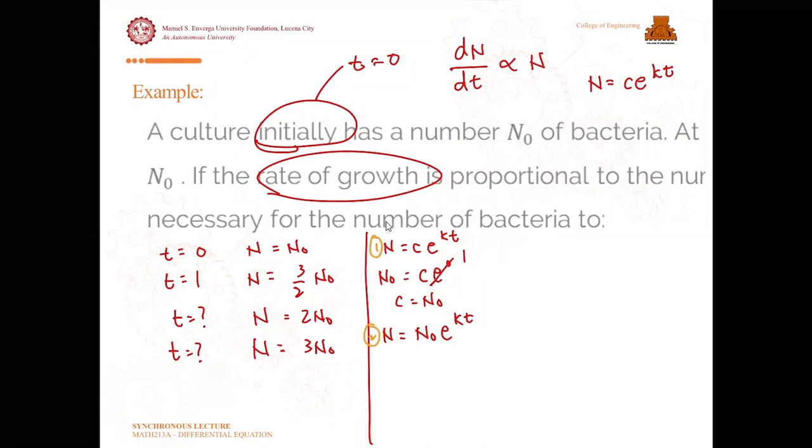Now, apply natin yung second condition natin. So, kapag t is equals to 1, ang N natin is 3 halves ng N sub O. So, e^(k times 1). So, this will be cancelled out. So, para makuha si k, ln natin both sides. So, we have ln 3 halves is equals to k. So, k natin is equals to 0.405, no?